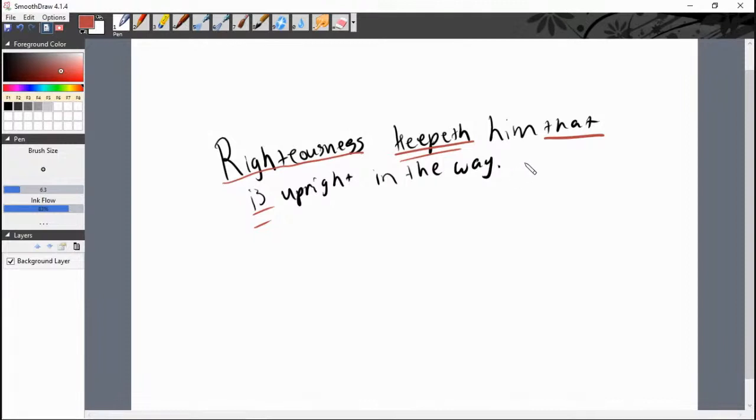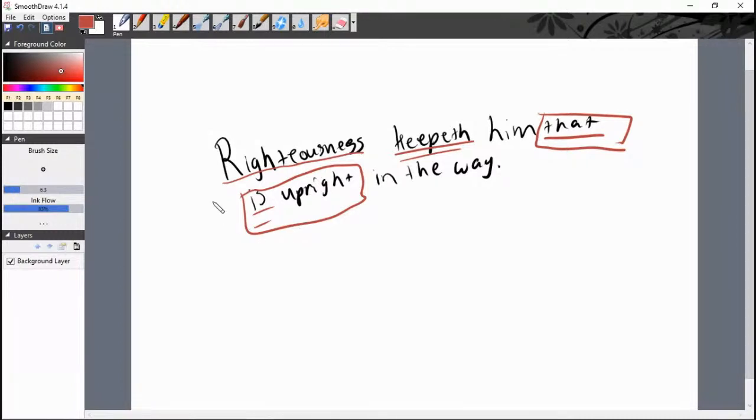So my dependent clause is going to be that is upright. Right? That is upright. It's dependent on the rest of the sentence. If I said righteousness keepeth him, that can stand alone. Right? Righteousness keepeth him. But that is upright, the subject and the verb is there. It's a clause, but it doesn't stand alone. It's dependent. Okay. Hopefully you understand that. Right?